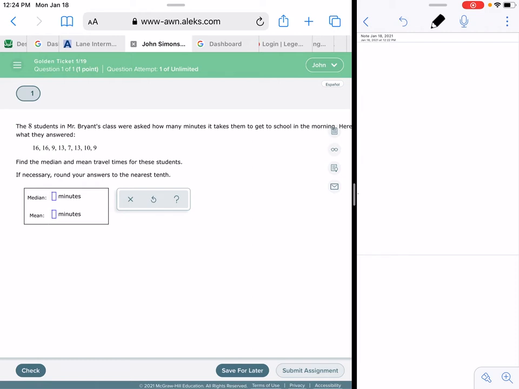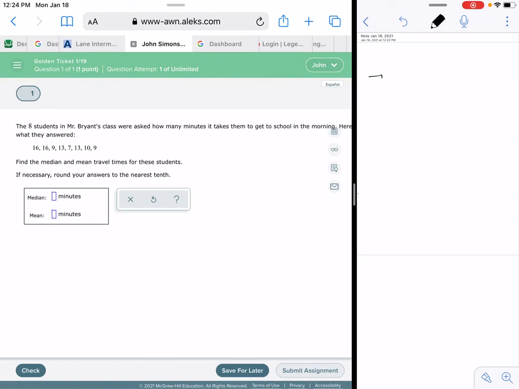So it comes from the same word. Mean is your average. To do this problem, whenever you do any problem where they're asking you to find median or range, what you want to do is first of all write this out in order from least to greatest.